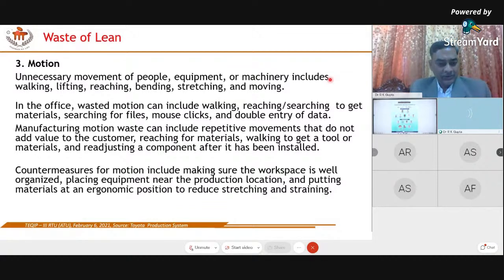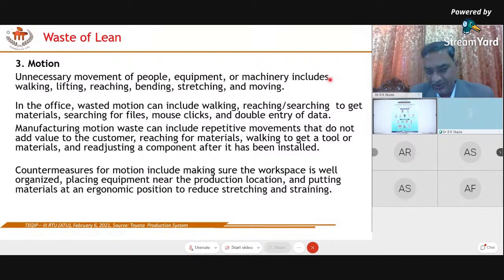So what are the countermeasures for this motion? They can include making sure the workspace is well organized. Again, ultimately it means design of the workspace. Then placing equipment, which is also an important part. That is, placing equipment near the production location.